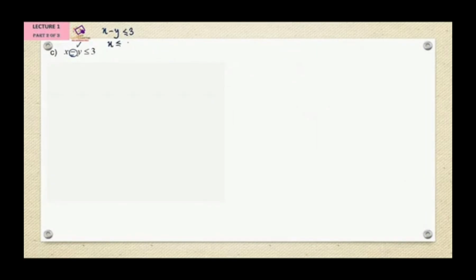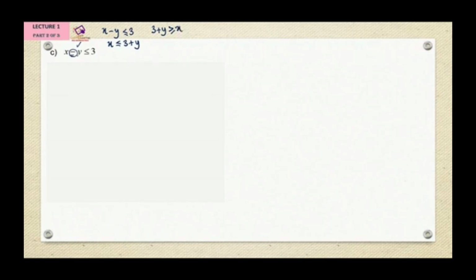x less than or equals to 3 plus y. So here your y is on right hand side. We need to change it so that your y is on left hand side and it is positive. So we change it: 3 plus y greater than or equals to x.